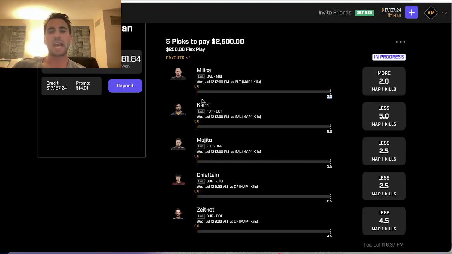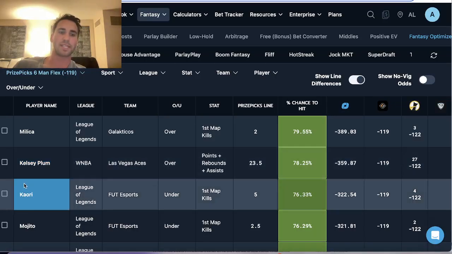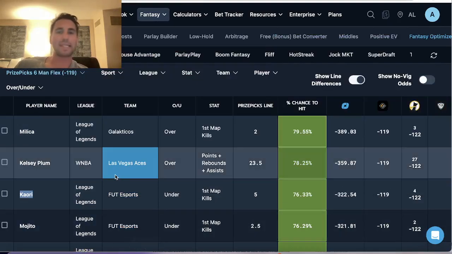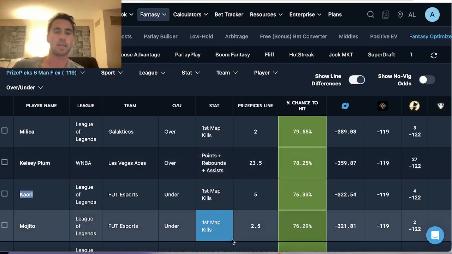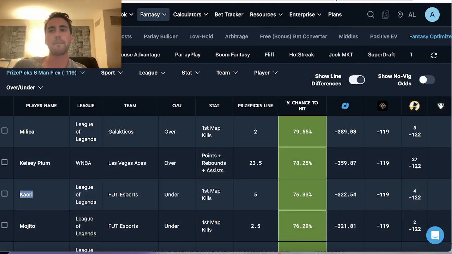So then you're going to see the next play is Kaori under 5, and then on Underdog Fantasy, I have him over 4. So it's the same thing. It's another big discrepancy, which you can see right here, right? Right here on the Fantasy Optimizer. Like, there's no BS here. There's no sports analysis. And I know that's crazy, but this is just data, right? This is following the data to identify edges and profitable bets. Nothing that complicated about it.